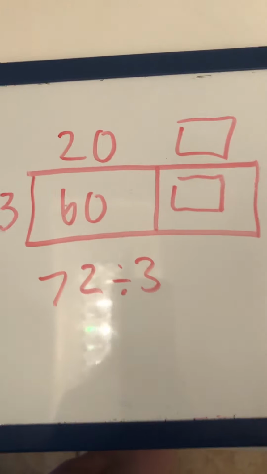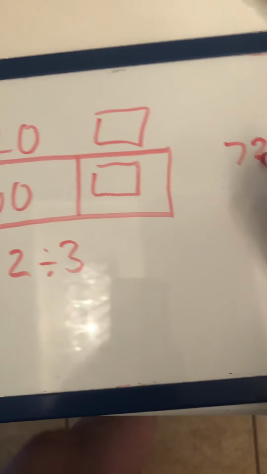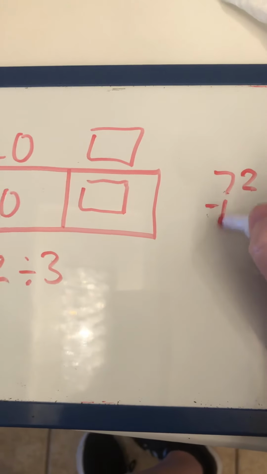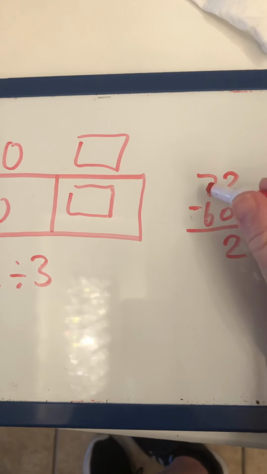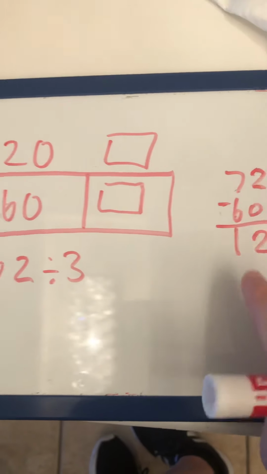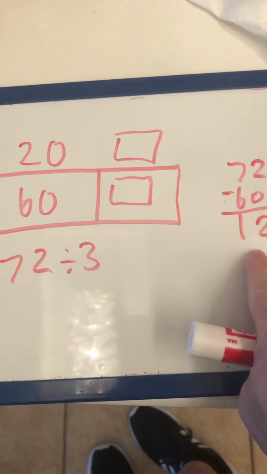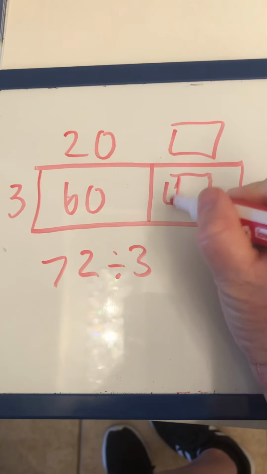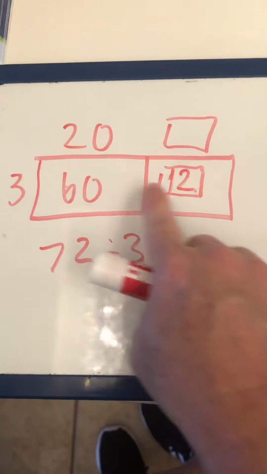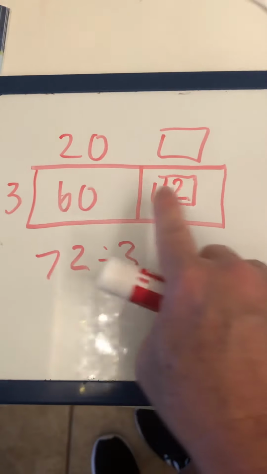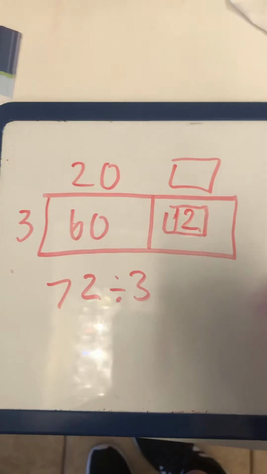We're at 60. So the next step would be to subtract 72 minus 60. 2 minus 0 is 2. 7 minus 6 is 1. So now I'm at 12. I have 12 left to go, so I'm going to put 12 right here. And 60 plus 12 equals 72, so that's correct, okay? This is just the number 72 stretched out.